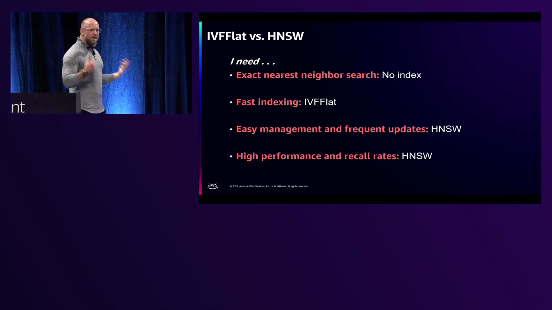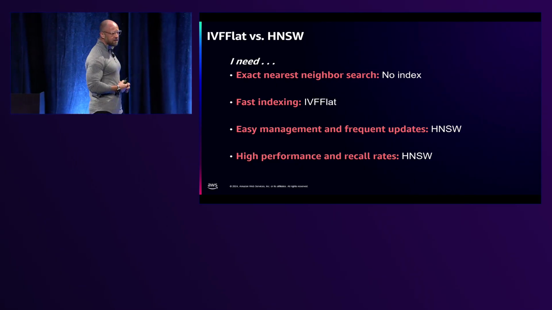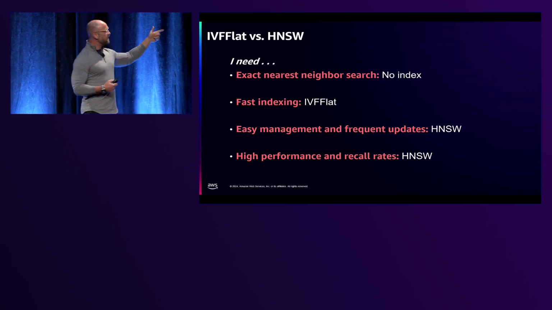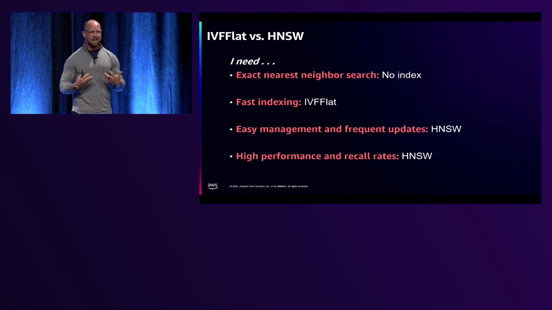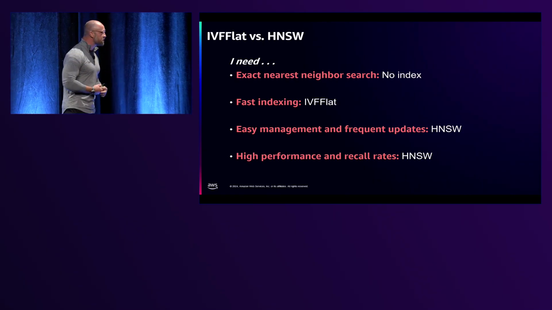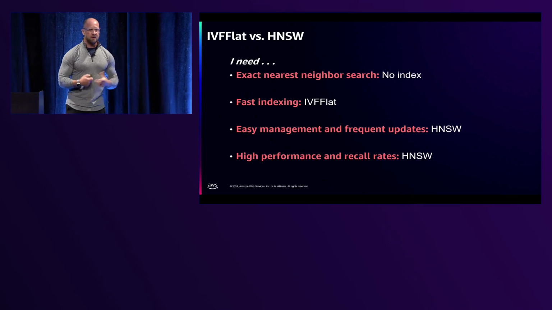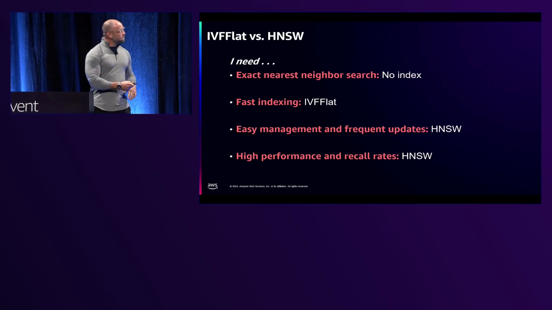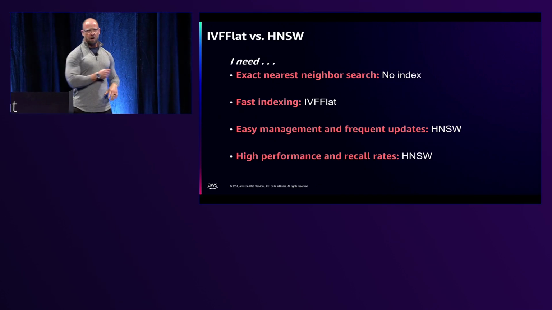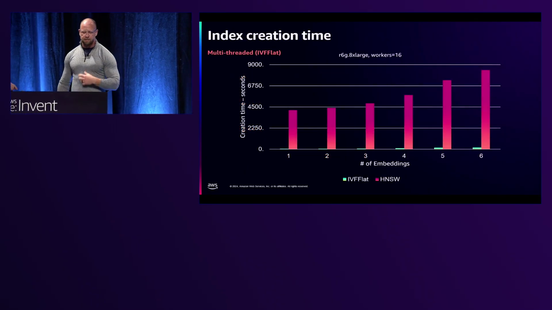If you need very, very fast indexing, IVF flat is a great choice. Whereas if you need that easy management, you have very busy data, a lot of updates, a lot of deletes, a lot of inserts, or that high performance with recall rates, HNSW is a great choice. Fast indexing, we didn't talk about that. Well, what's the difference in indexing speed?